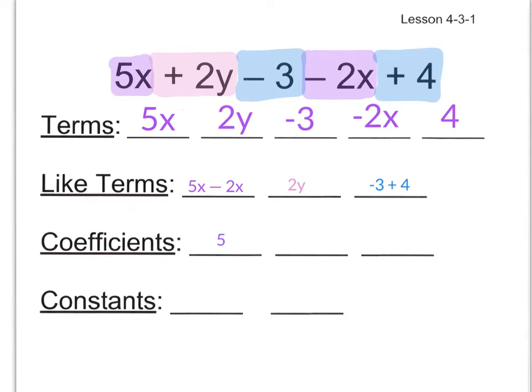When I look, the next variable I see is the positive 2y. So the coefficient, the number in front of the variable, is a positive 2. So I'm just going to write a 2 next. And the next one I see is a negative 2x. So the coefficient, the number in front of the variable, is a negative 2. Okay, so constants, we already talked about. Constants are our numbers by themselves. So the blue terms that I highlighted up above, negative 3 and the positive 4.